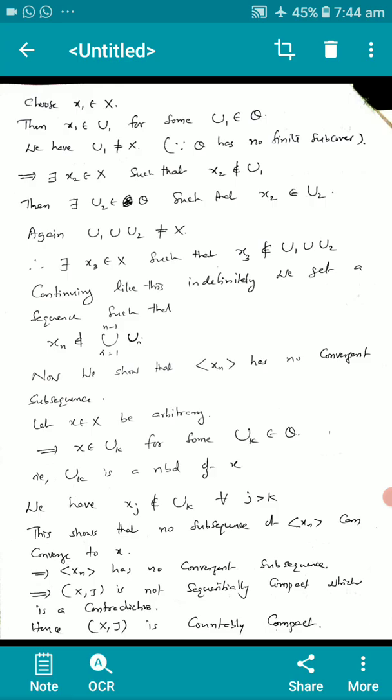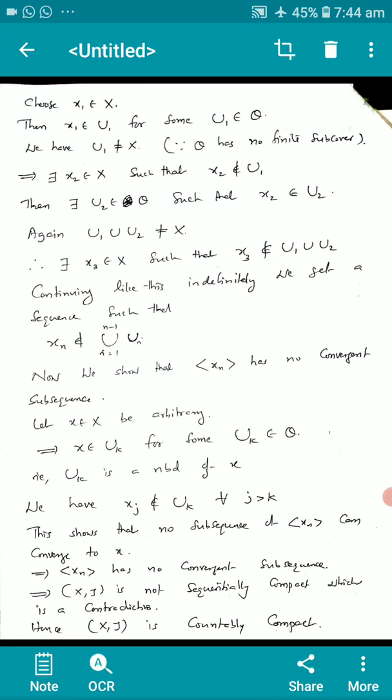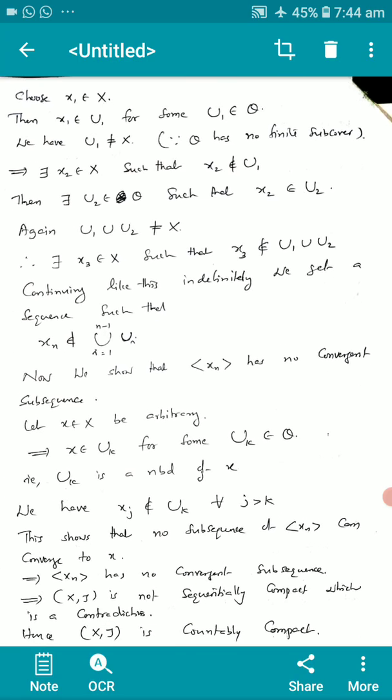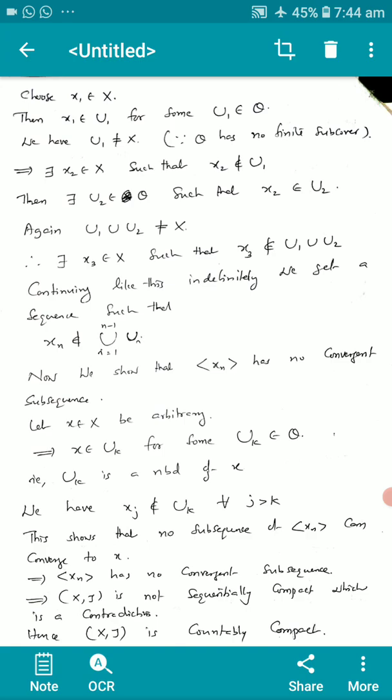Take an arbitrary element, let x in X be arbitrary. This implies x is in U_k for some U_k in theta. That is, U_k is a neighborhood of x. We have x_j is not an element of U_k for all j greater than k. This shows that no subsequence of the sequence x_n can converge to x. That is, the sequence x_n has no convergent subsequence.